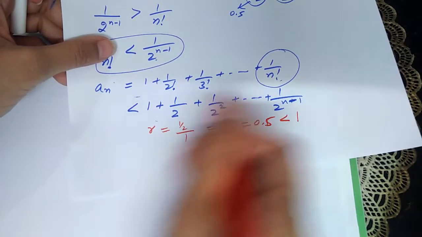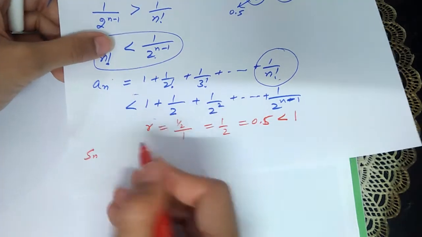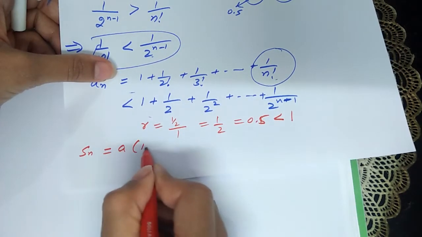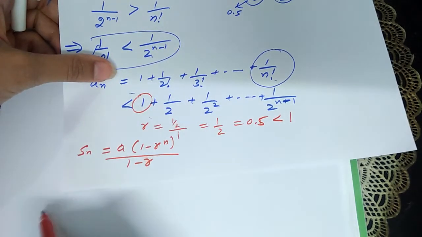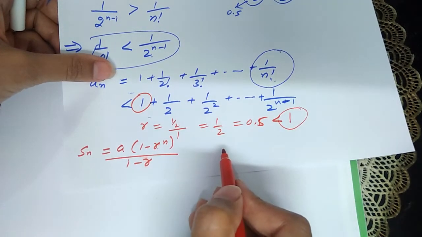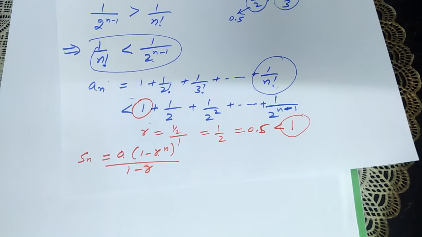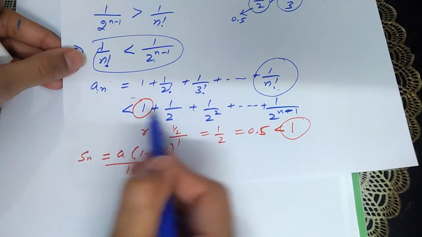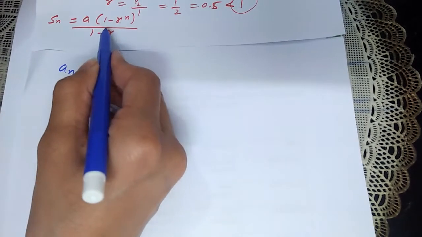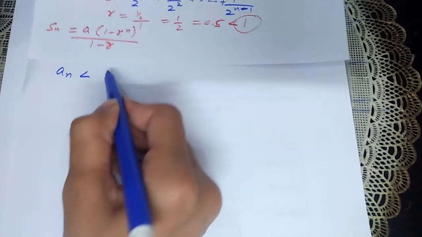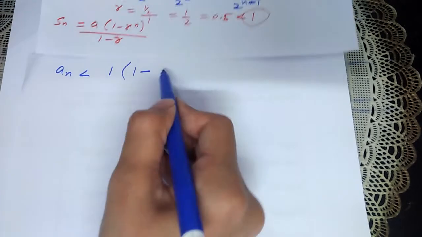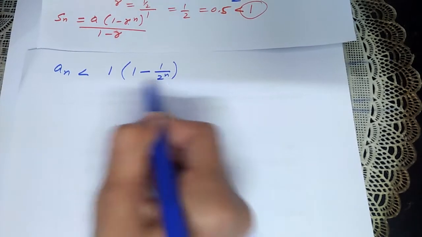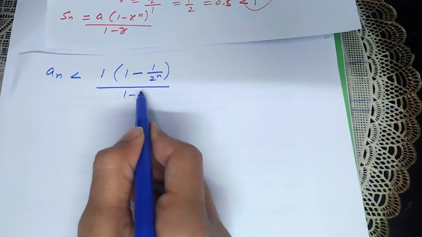So for the sum of this geometric series, Sn, we are going to follow a into 1 minus r raised to power n over 1 minus r. Now a is the first term, and r is the common ratio. So this an, which was less than this thing, is less than this sum. And what is that sum? A is 1 here, so 1 into 1 minus r raised to power n, and r is 1 by 2, so 1 over 2 raised to power n, divided by 1 minus r, that is 1 minus 1 by 2.